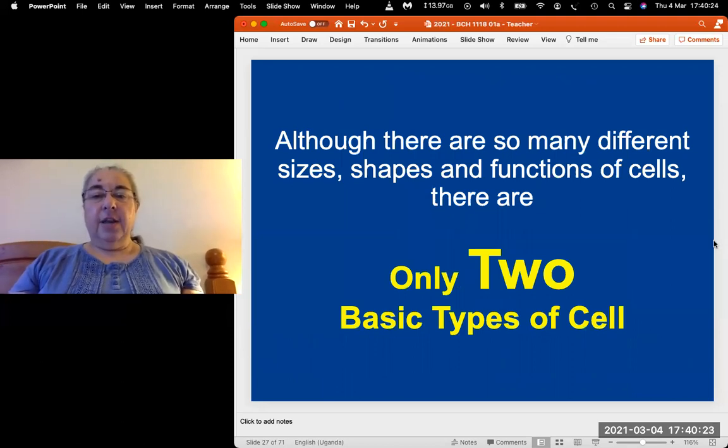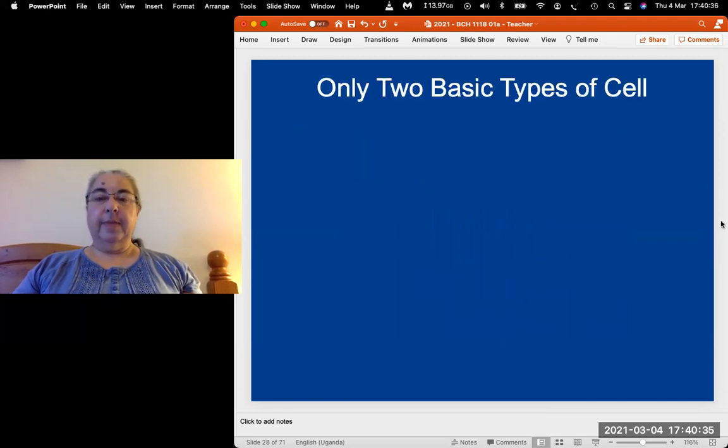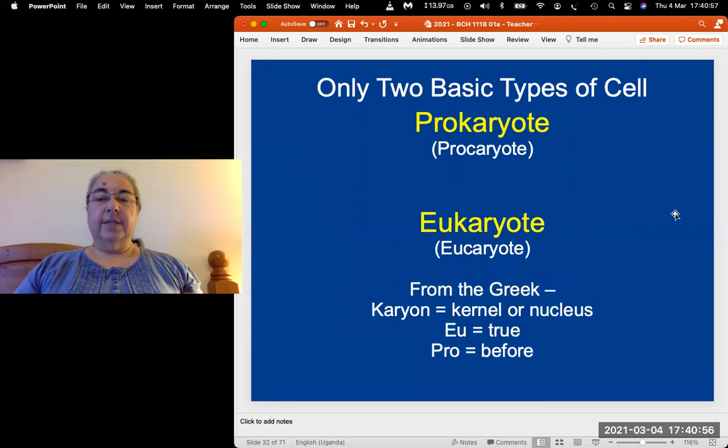So we've seen so many different sizes and shapes and functions of cell, but there are two basic types of cell that's important for you to know about. Two basic types of cell, prokaryote and eukaryote. Sometimes it's spelt with a C rather than a K. You might see that spelt that way. It means the same thing. So prokaryote cells and eukaryote cells.